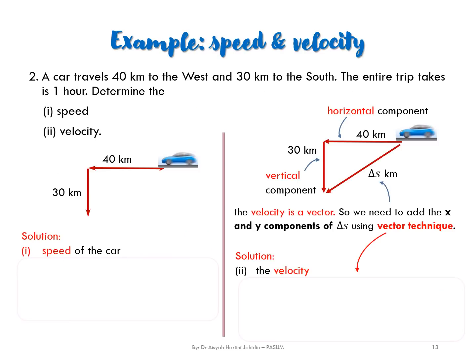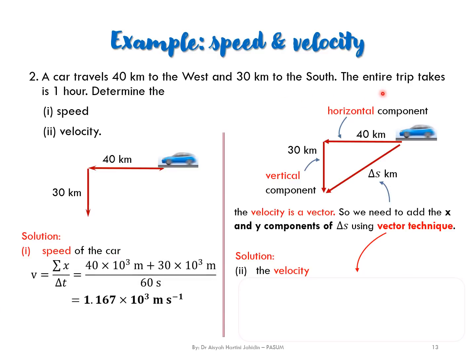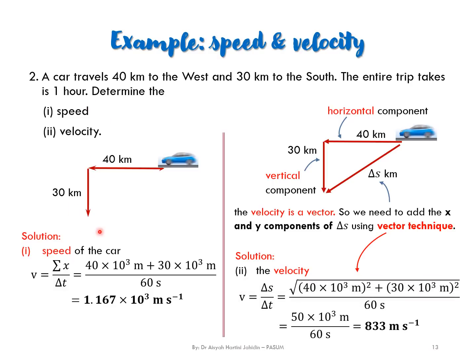We have a car that travels 40 km to the west and 30 km to the south, and the entire trip takes 1 hour. To find the speed, we need to sum up all the actual parts of the car's path and divide by 60 seconds. We must write it in SI units. So then you get the answer.